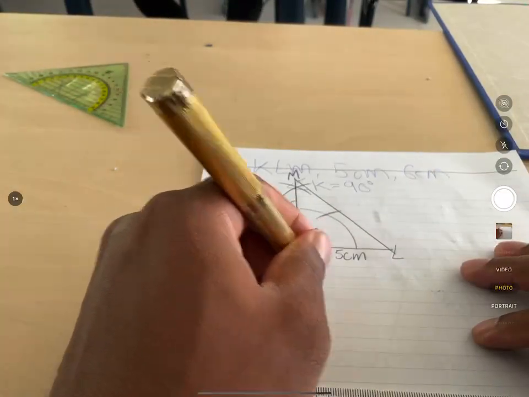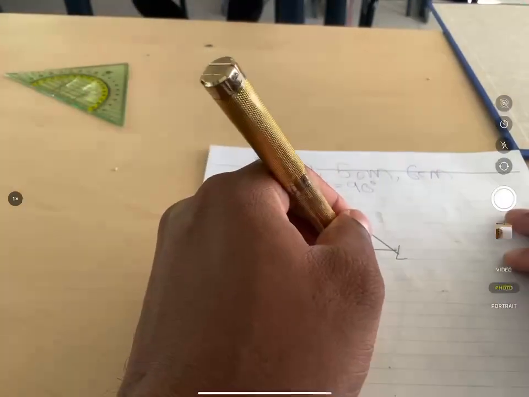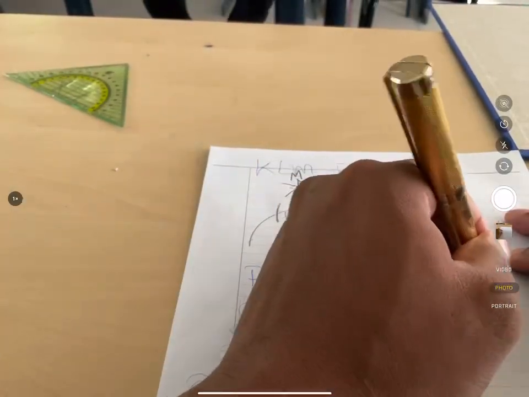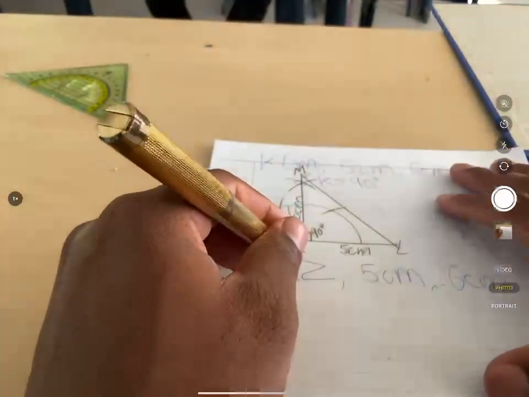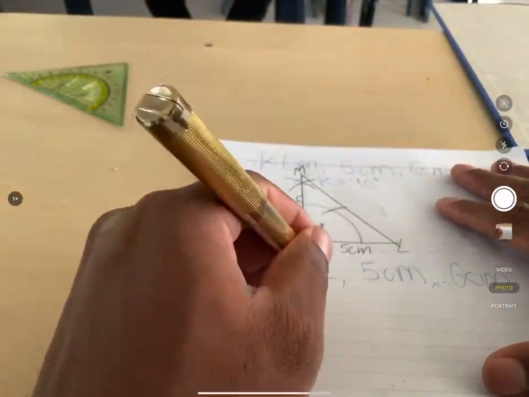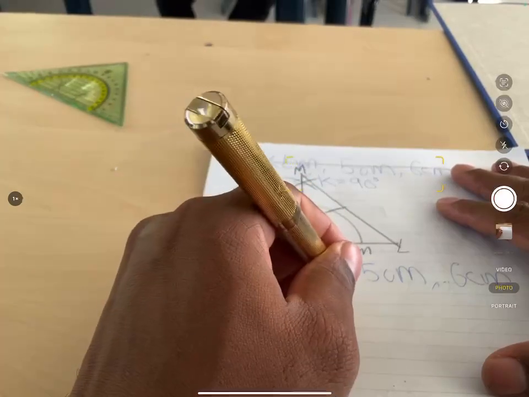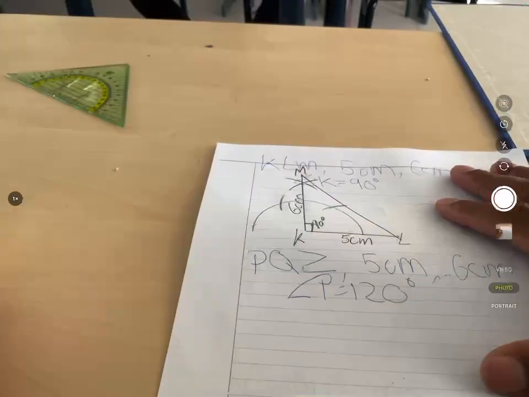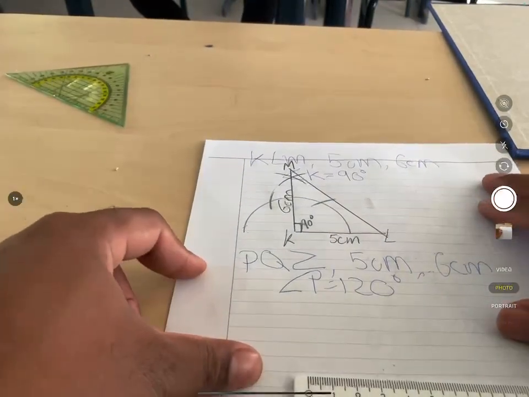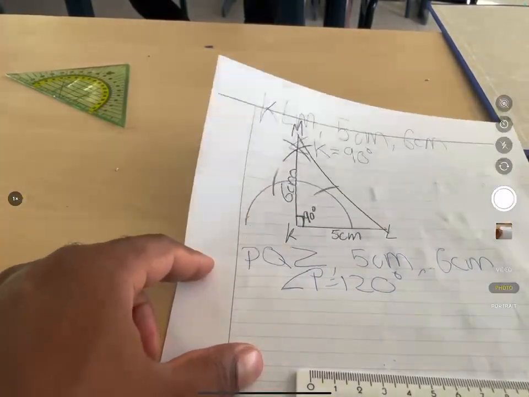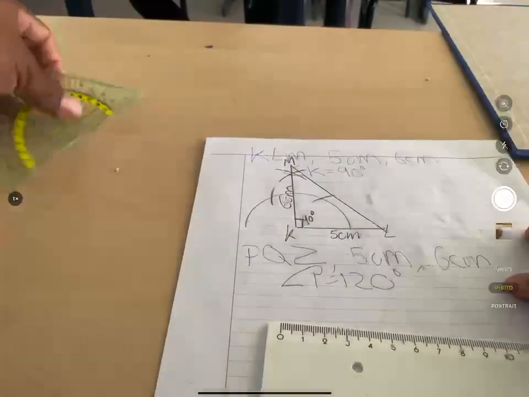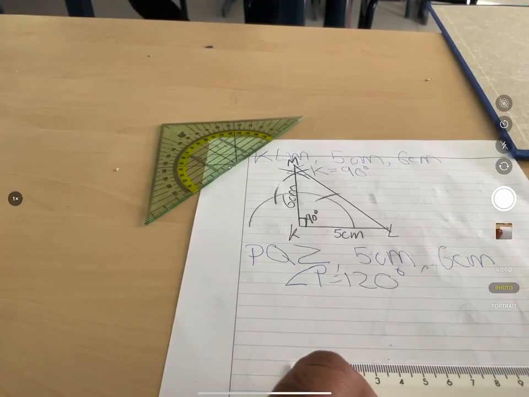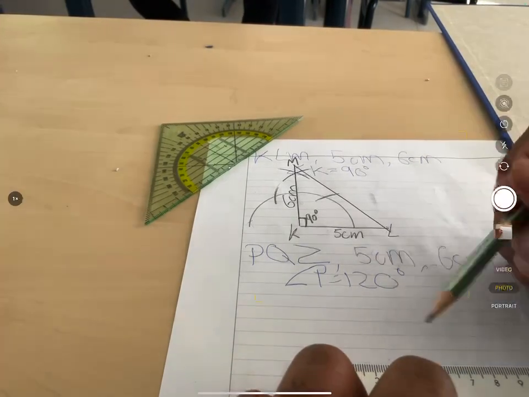PQZ, 5 centimeters, 6 centimeters, and we're moving to 120 degrees. Angle of P, 120 degrees. First step, always 5 centimeters. There we go.